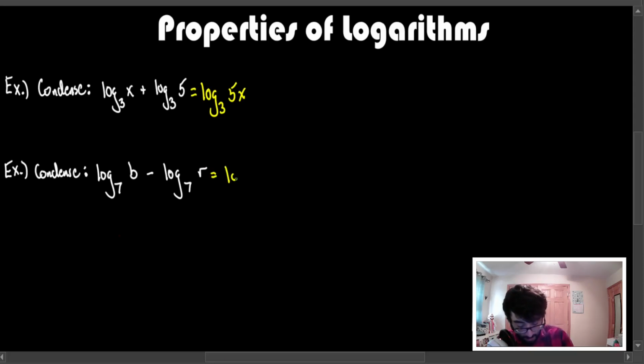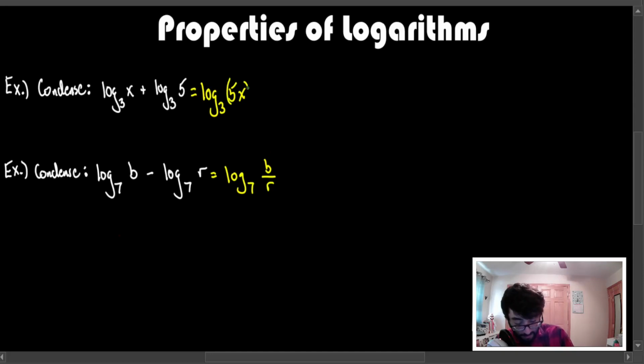So what this is going to become is log base 7. Now, the positive logarithm always ends up in the numerator, and the negative logarithm always ends up in the denominator. So notice how log base 7 of b is positive. That's going to stay in the numerator. And log base 7 of r is negative, is subtraction there. So r is going to be in the denominator. And this would end up being our final answer, log base 7 of b over r.